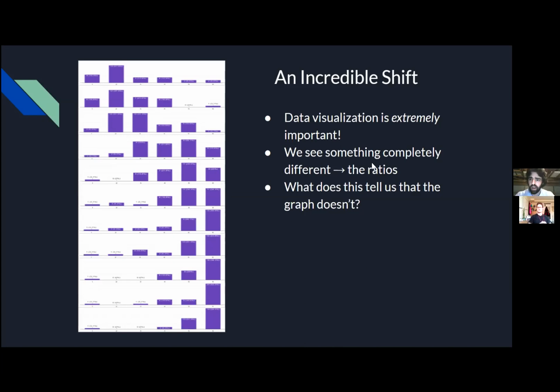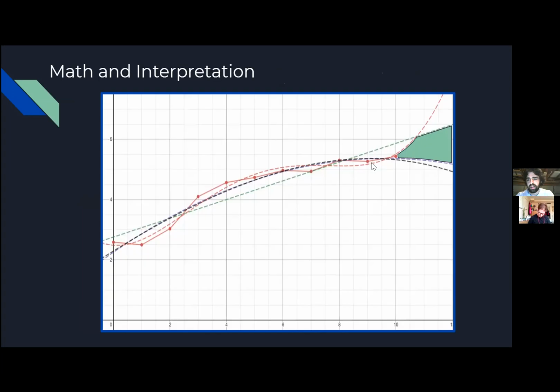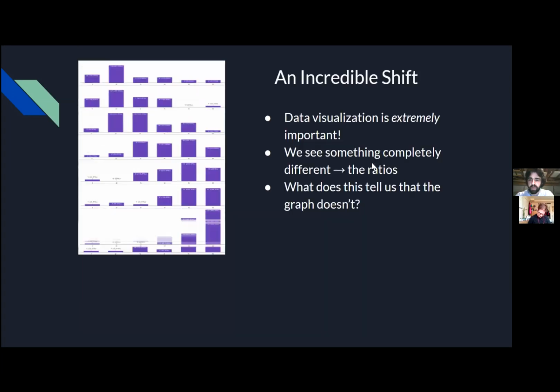And so I wanted to ask people, bring it up to conversation. What does this graph show us that this one does not? If anybody wants to add.